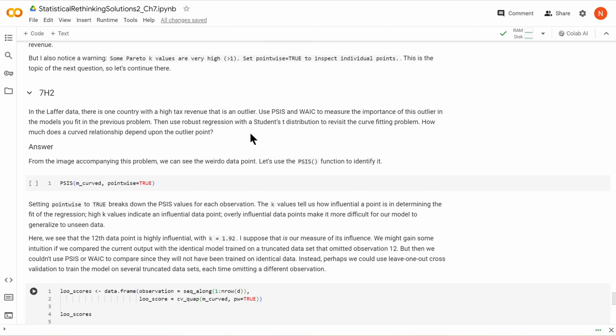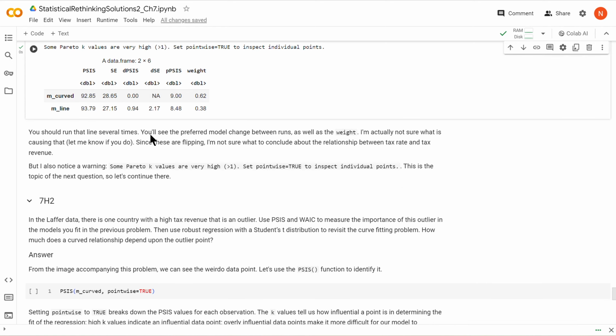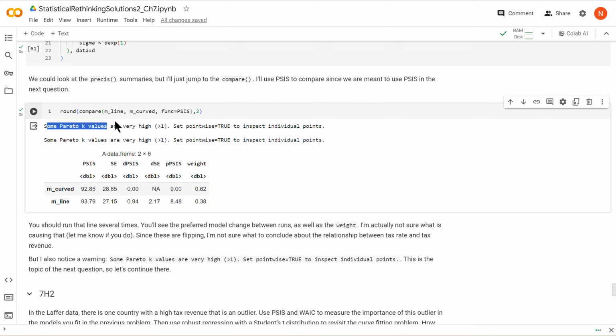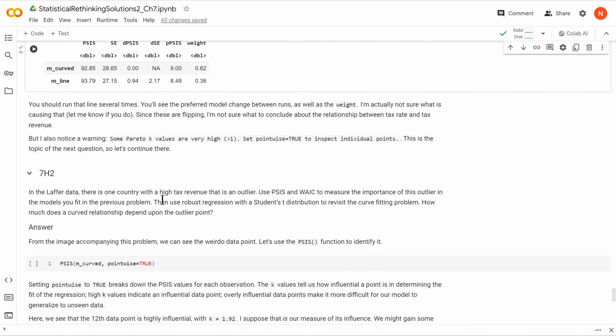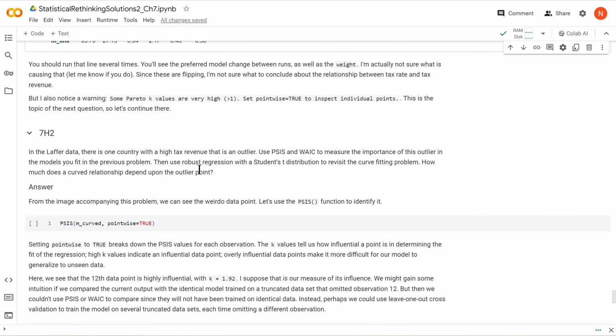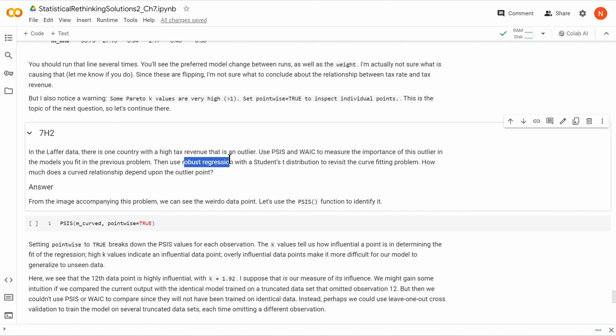In 7H2, we want to examine the highly influential point that is being pointed to with these warnings here, to try to identify it, and then refit the data using robust regression with the Student t distribution, and then re-examine the relationships, or the PSIS or WAIC scores. It also asks us to determine how much of a curved relationship depends on the outlier point.